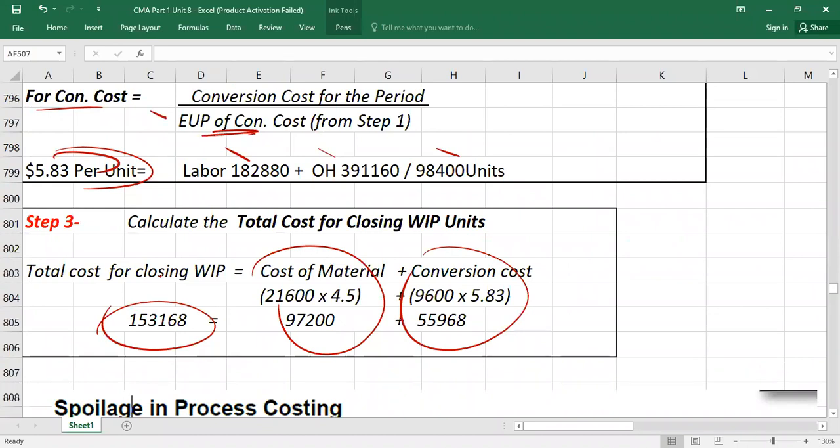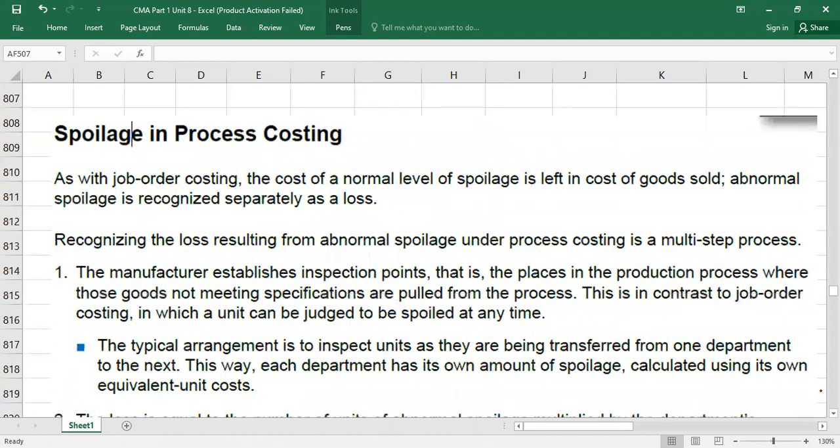Now, the last point I want to tell you. They will not ask calculations from you in CMA for spoilage, normal spoilage, but theoretically they will ask you. Do you remember we studied spoilage in job order costing also. We have two types of spoilage, normal and abnormal. Normal spoilage will always be part of cost of goods sold, it's a product cost. It will stay in the work in process account. But abnormal spoilage will always be your period cost. It will be recorded as a loss separately.